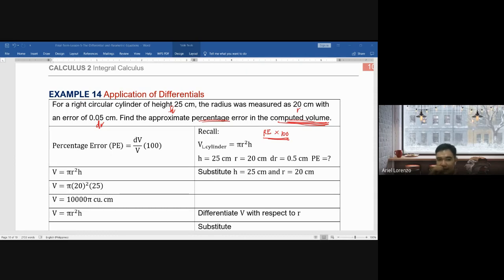You try, class. Dito naman yung formula. Percentage error is equal to dV all over V. And the formula for the volume of a cylinder is pi r squared times h. h is 25, r is 20. The differential of r is 0.05. Okay, what is the percentage error in the computed volume?